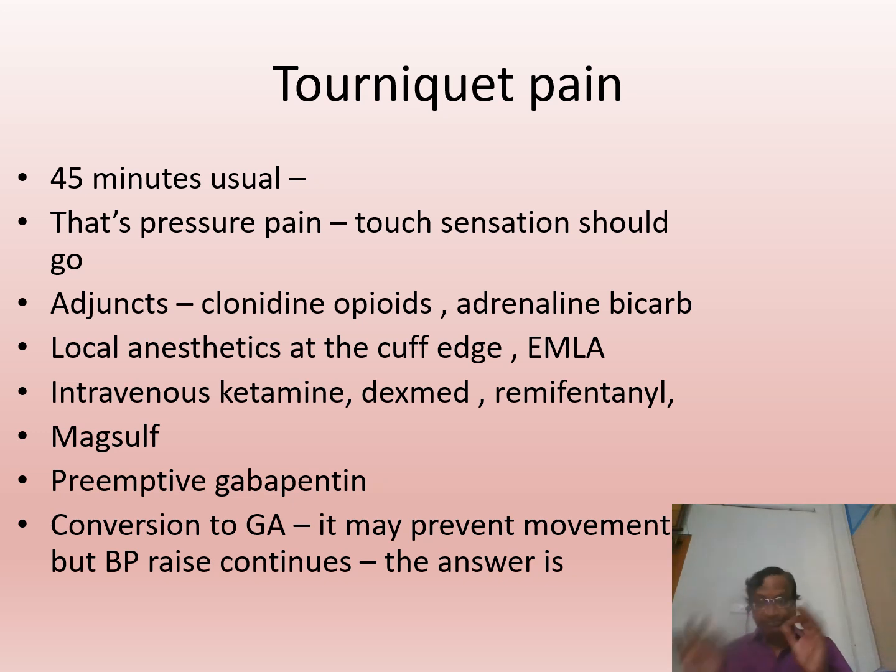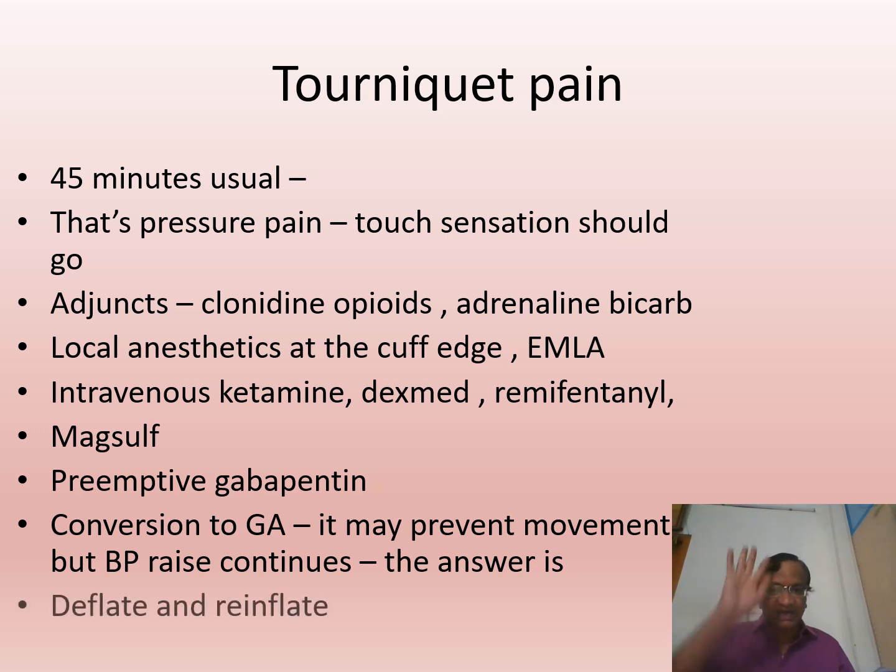Now, a very important concept I want to tell again. Now we have a tourniquet and the knee operation is starting. Now the patient starts to complain of tourniquet pain. We have started inducing GA. Pain is not there, but BP will continue to rise because the tourniquet induced hypertension will continue even under GA. The answer is you have to deflate and reinflate, or deflate and remove. That is the treatment for tourniquet pain and hypertension.